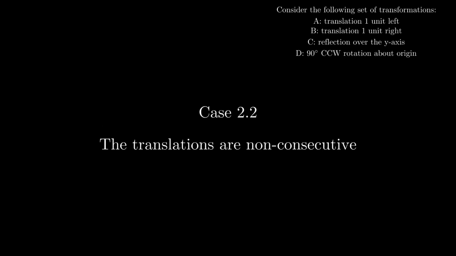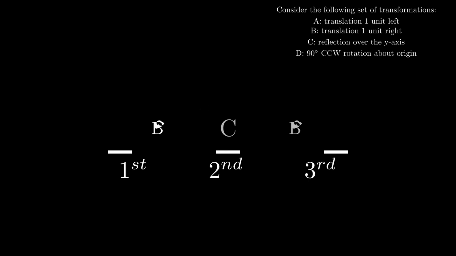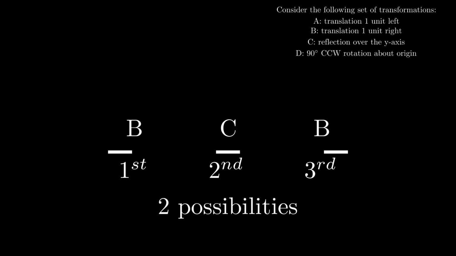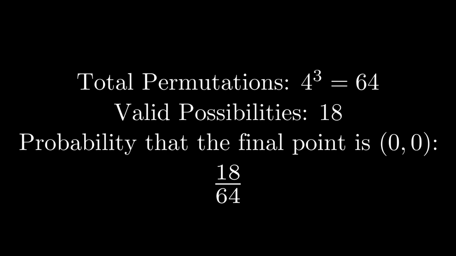The second subcase of the second case involves 2 non-consecutive translations. After some reasoning, the second transformation cannot be a rotation, or else a translation would not return the point to (0, 0), and therefore it must be a reflection. There are then 2 possibilities. Both include 2 translations in the same direction with a reflection before applying the second translation. The total number of permutations of transformations is 4 cubed, and tallying up the total 18 possibilities, the probability of ending at the origin is 9/32.